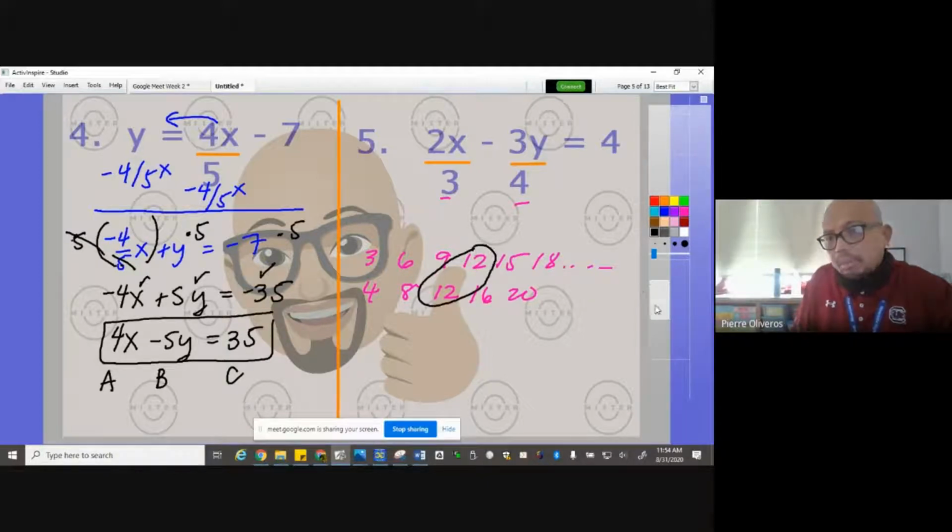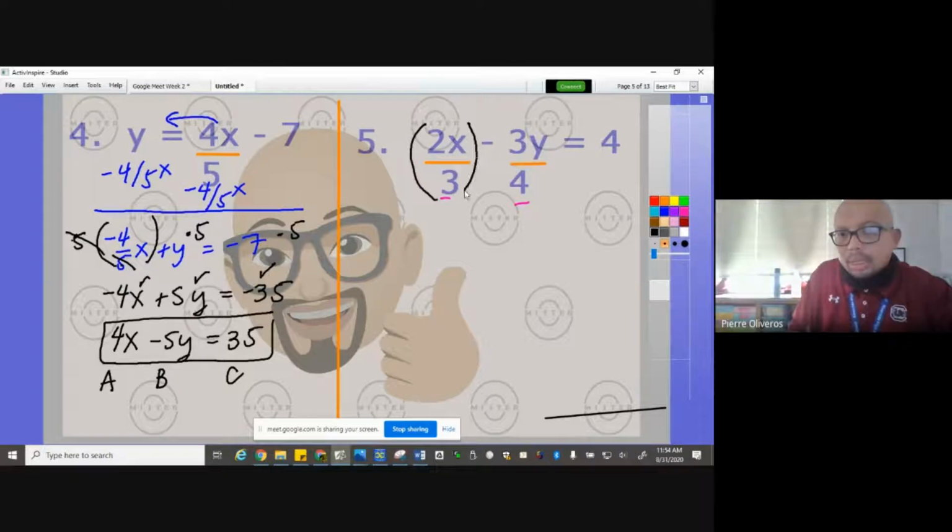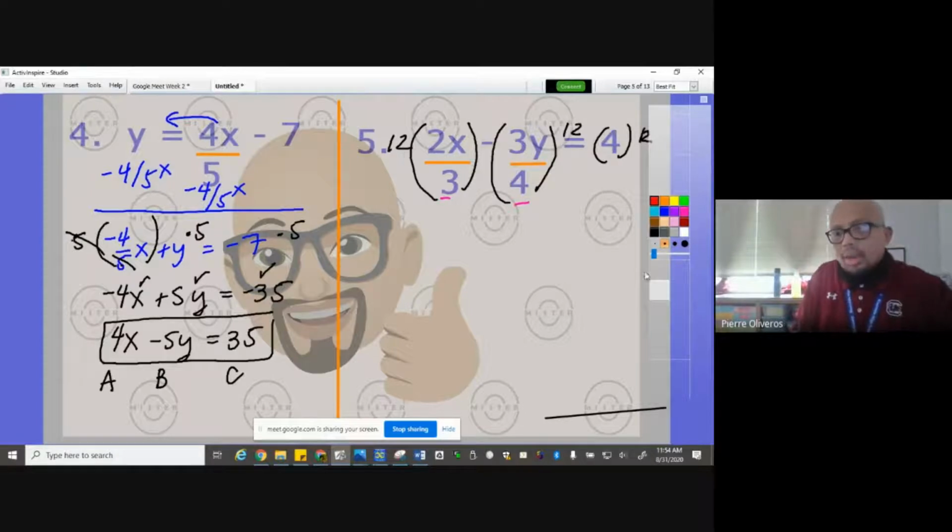So I'm going to multiply them all by 12. That's how simple you do it. That's why it's important that you know how to identify the multiples of the number. So here I am going to multiply this by 12, here by 12, here by 12. My suggestion is this way. Instead of multiplying, you can multiply 12 by 2x and then divide by 3. That's basically the norm. Most people do it that way.